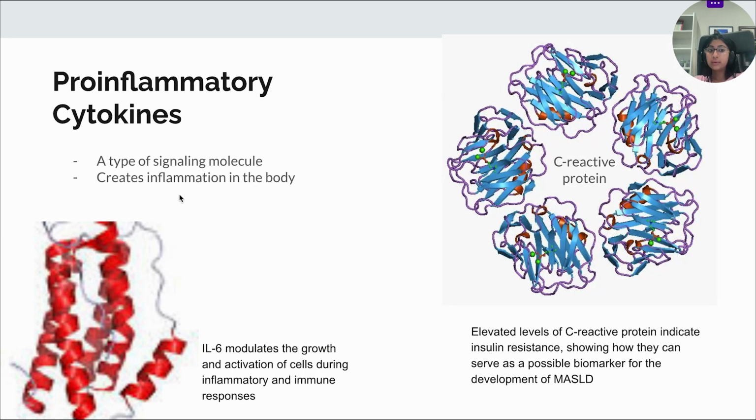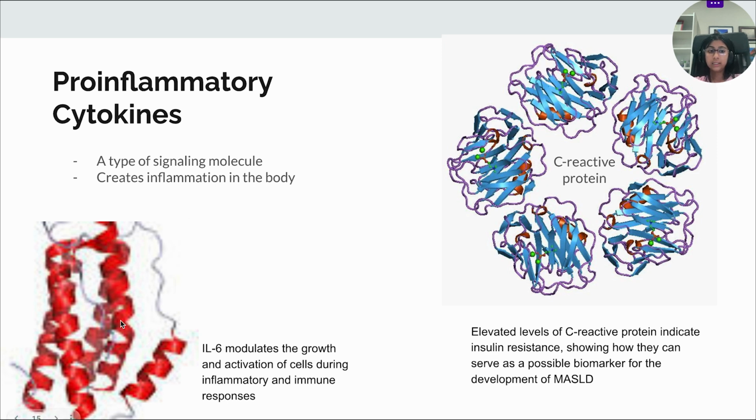Now, looking at pro-inflammatory cytokines. Pro-inflammatory cytokines, which you might have seen earlier in some of the diagrams, are a type of signaling molecule. These cytokines create inflammation in the body, and there are many types of them. Today I'm going to be talking about 4 pro-inflammatory cytokines which are highly involved with MASLD.